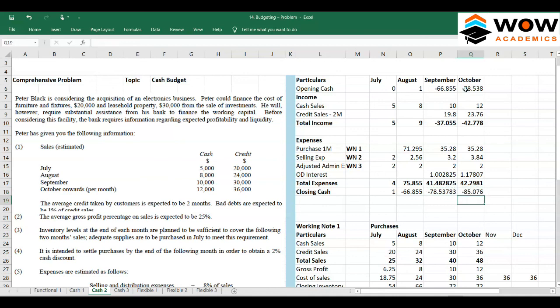Okay, so it is overdraft in all these months, so that can be an action. The action is the company should get an overdraft in all these months.